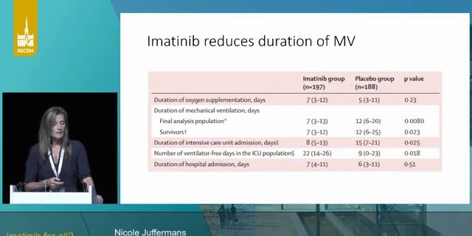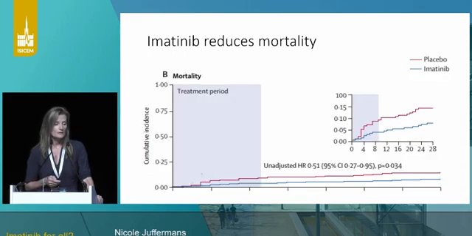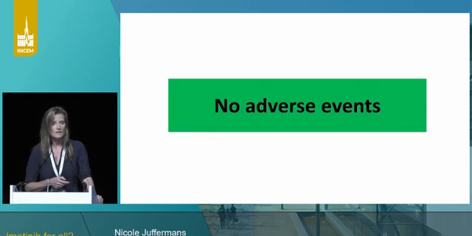But in patients requiring mechanical ventilation, the use of imatinib reduced the duration of mechanical ventilation by 5 days. And another interesting finding is that in the most severe patients, imatinib reduced mortality. And this was significant in the unadjusted group, but also when the groups were adjusted for baseline imbalances, the difference remains. So this is an important secondary outcome of this study.